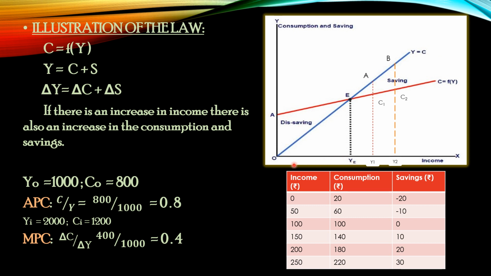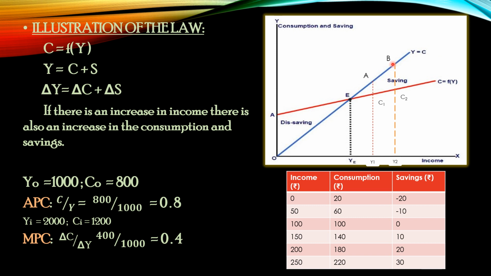If there was income less than YE, the consumption would be more and income would be less, which would cause dissavings. But after this equilibrium point, that is E and YE, if the income increases, there will be a simultaneous increase in consumption as well as savings. If the income increases from YE to Y1, the consumption also increases from EYE to C1Y1. And further, if the income increases from Y1 to Y2, the consumption further increases from C1Y1 to C2Y2. Similarly, we also observe an increase in savings.